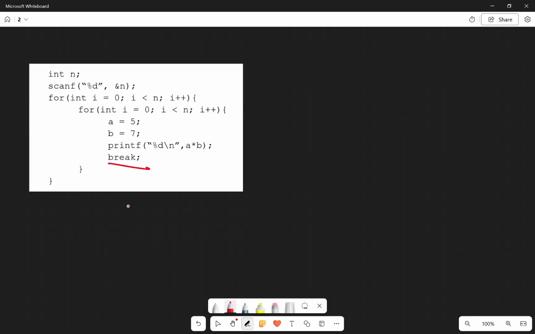So let's do the counting again. The initialization part is executed once, this one n plus 1, this one n.